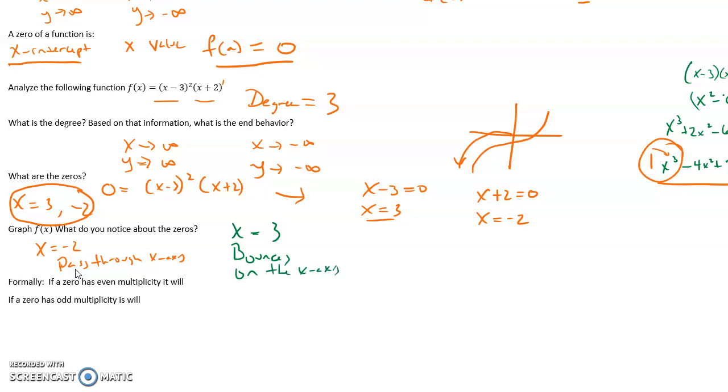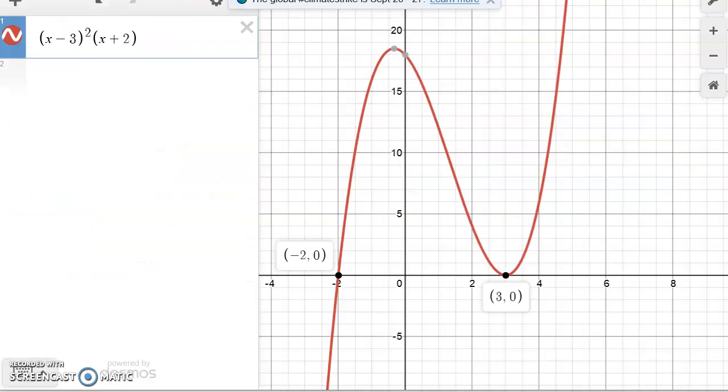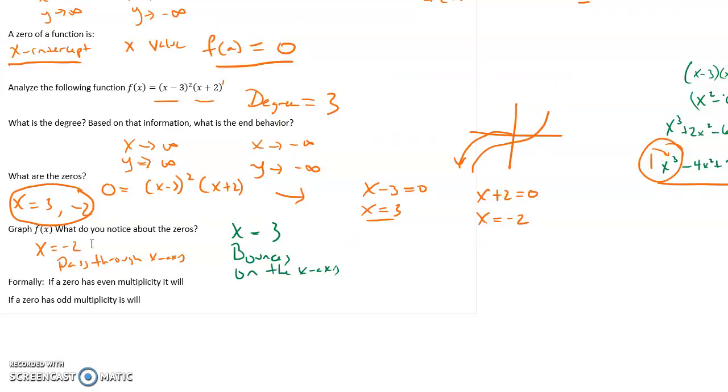Sometimes they will say it touches, or I like the idea of it bouncing because when you look at the graph, you can see it's passing through here, and then when you hit this one at 3, it bounces off and heads back up. So what's the difference between these? Well, in our original function, there are two factors of x minus 3. The zero of 3 has a multiplicity of 2. And at x equals negative 2, there's just one of those zeros, so that has a multiplicity of 1.